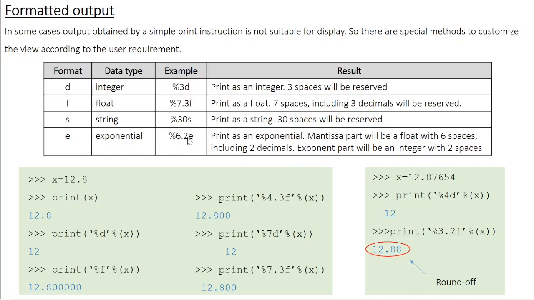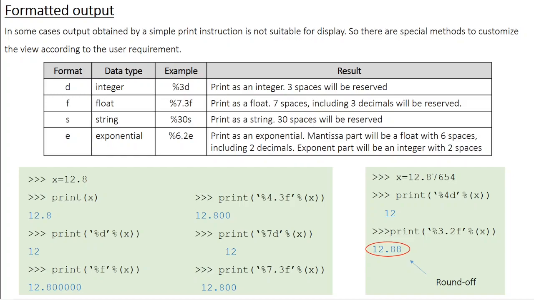When I say %6.2e, the moment Python sees e, it knows that the answer should be printed as an exponential. Exponential has 2 components, right? When you say 1 into 10 to the power 4, 1 is known as the mantissa part and 10 to the power 4 is known as the exponent part. Okay. So 6.2 refers to the mantissa part. Here 6 spaces will be reserved including 2 decimal places. And for the exponent, this is default. The exponent will be an integer with 2 spaces. Okay.